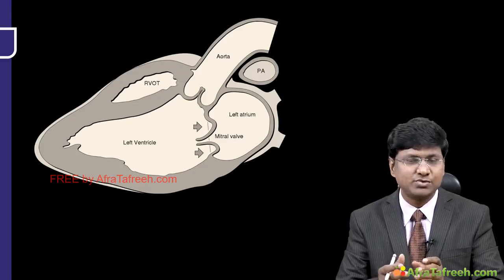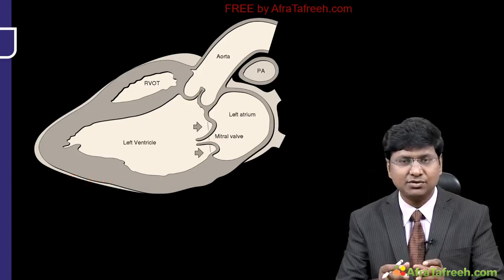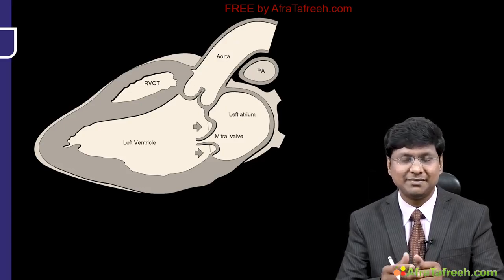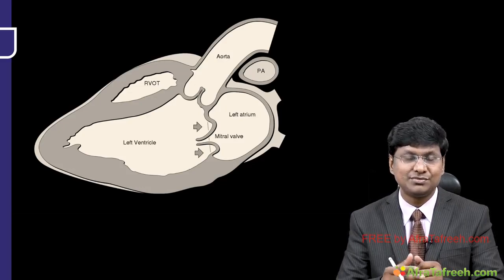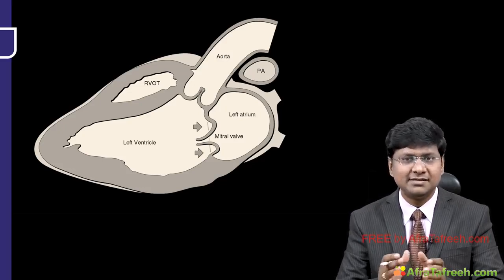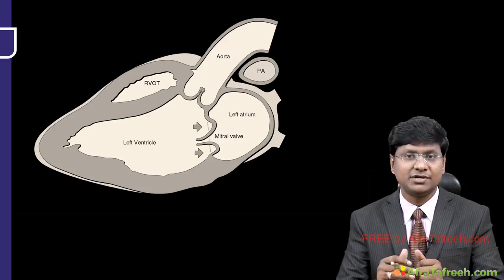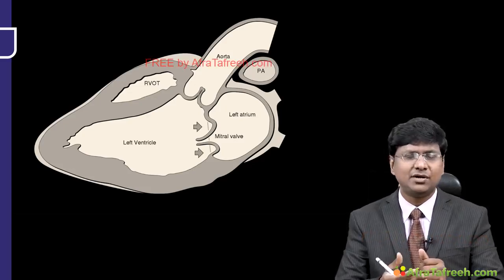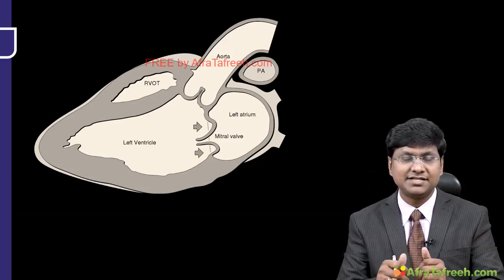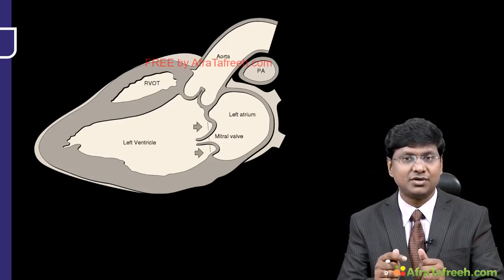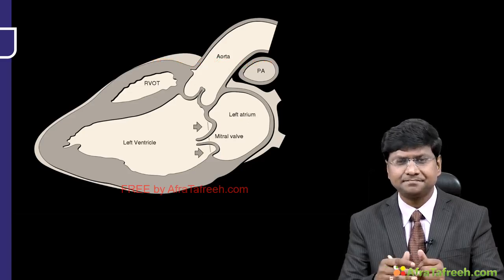And most of the times the etiology is not known. It is idiopathic, but you can also come across mitral valve prolapse in connective tissue disorders like Marfan syndrome, Ehlers-Danlos syndrome, osteogenesis imperfecta. These are the hereditary connective tissue disorders in which you can come across mitral valve prolapse. Not only connective tissue disorders, mitral valve prolapse can also be associated with rheumatic fever and with ostium secundum type of ASD.